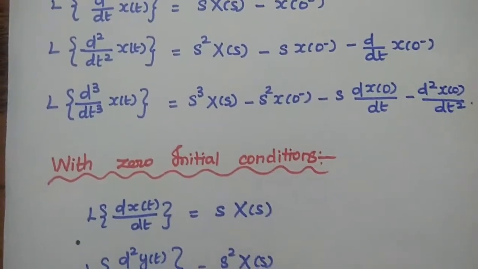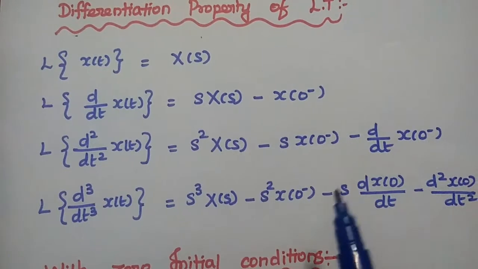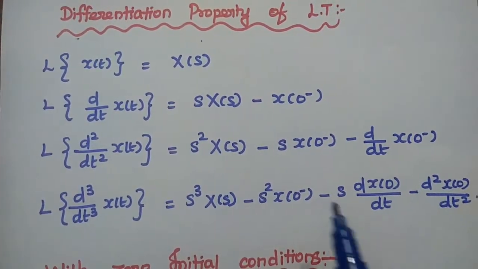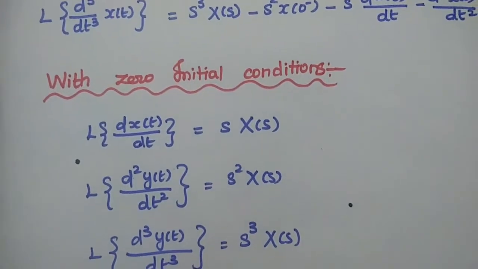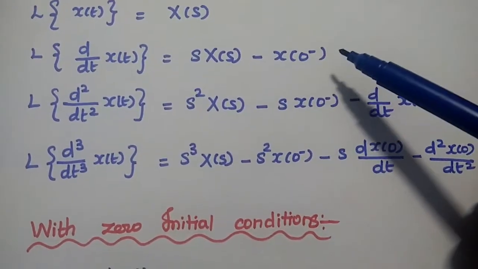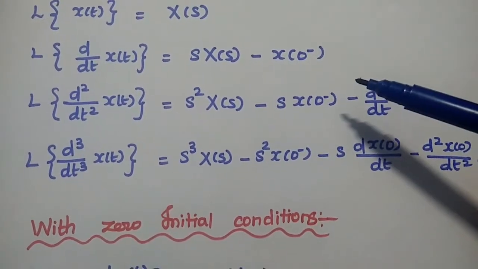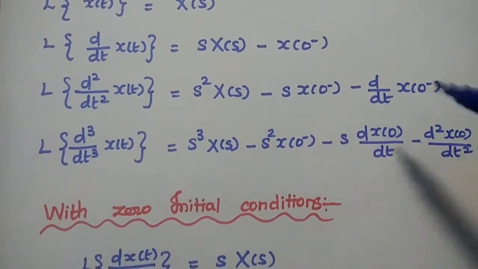Next, with zero initial conditions. So this is the differentiation property without zero initial conditions. Suppose the initial conditions are 0. Initial conditions are 0 means what? All the x of 0 values become 0. Correct. So here x of 0 is equal to 0 means simply this term becomes 0.